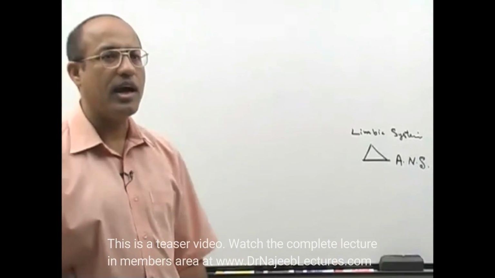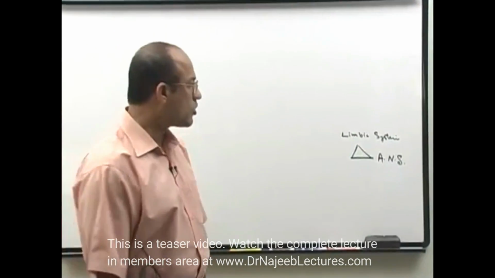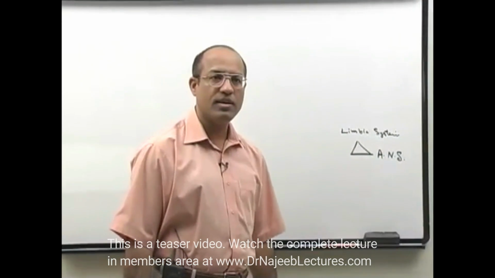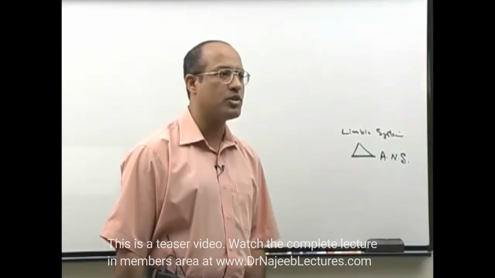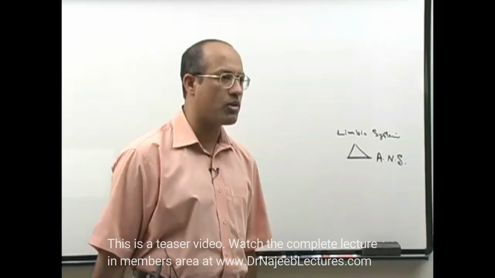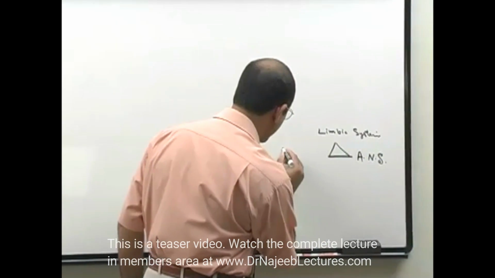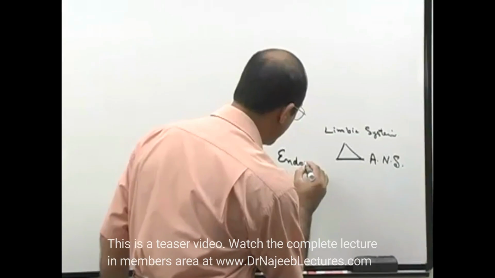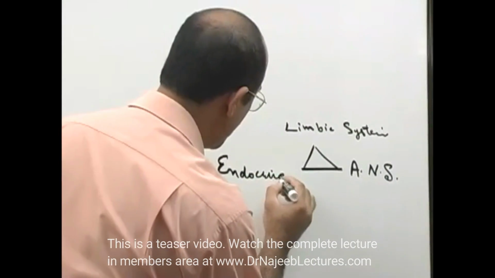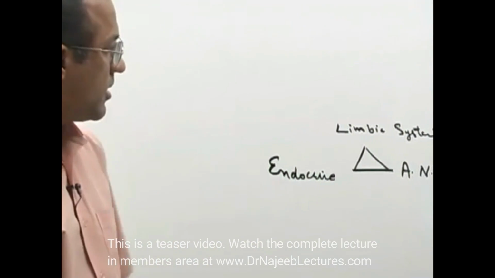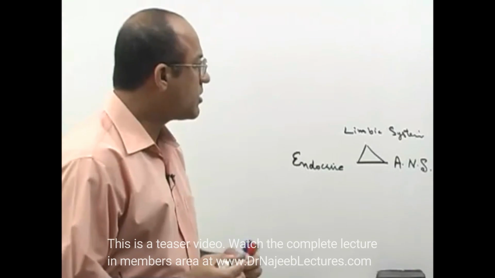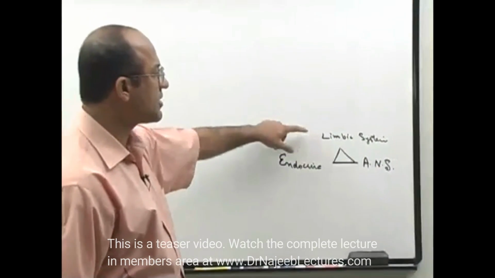And thirdly, hypothalamus is also a very important center in the central nervous system, which is having a very powerful influence on the endocrine system. So it is also having endocrine functions, right? So it has functions related with the part of the limbic system.